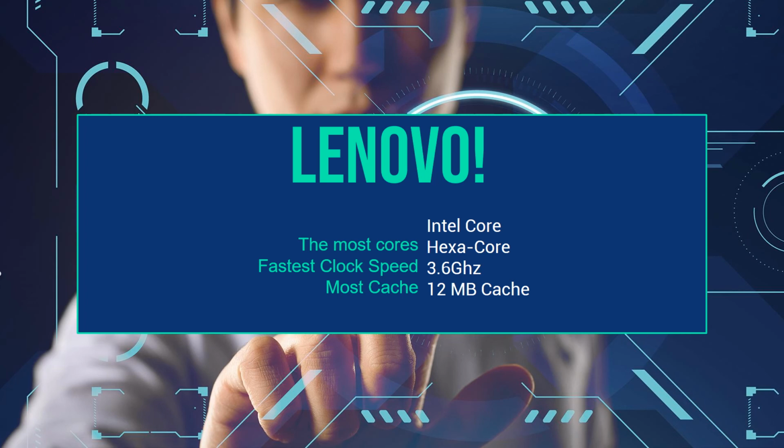However, in this case, the Lenovo has more cores, hexa-core, so 8 cores. It's the fastest clock speed, 3.6 gigahertz, so that means 3.6 billion instructions per second. And it has the most cache, 12 megabytes of cache. So within the CPU, it's got 12 megabytes where it can store frequently used data. So all for a similar price, I would recommend the CPU in the Lenovo.